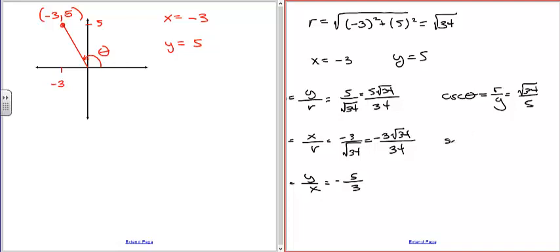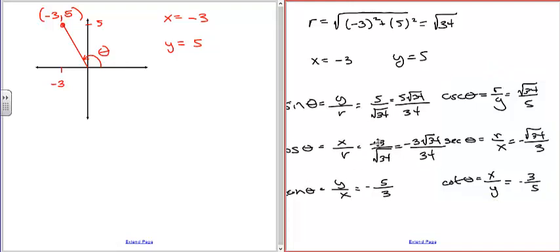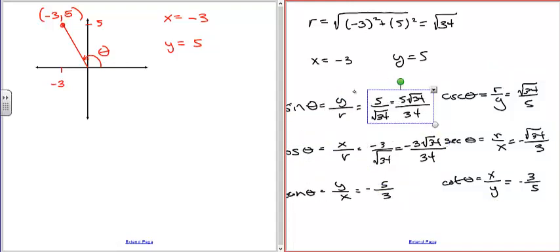The secant of theta is r over x. So again, we'll take this, so it's going to be negative the square root of 34 over 3. And then finally the cotangent of theta is x divided by y. So it's a reciprocal of that, so it's -3/5. Group all those together too. Okay, so that's how it works.